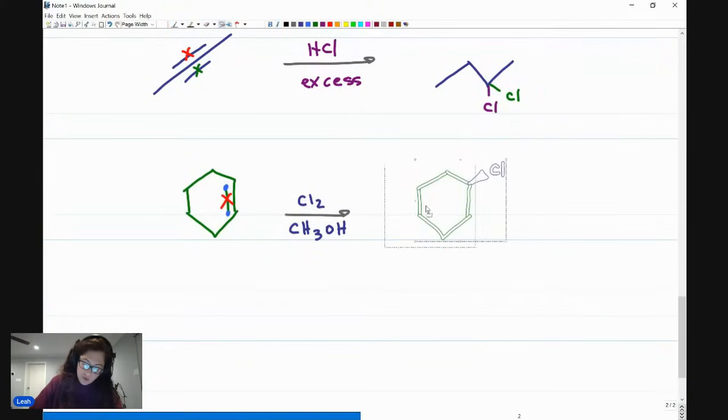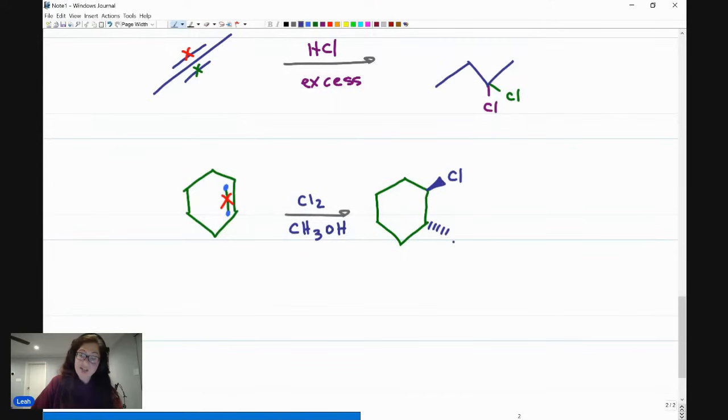I randomly chose to put it on a wedge. I could have also put it on a dash, same thing. But then for the other piece, it's not going to be another chlorine. Coming in for a backside attack is going to be the solvent. Now, what kind of reaction is this?